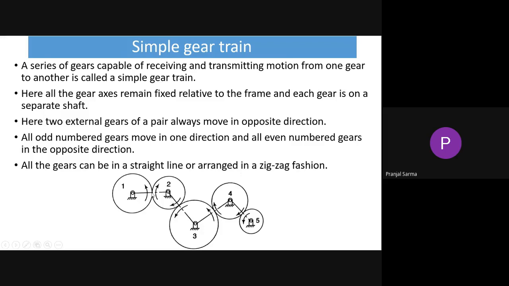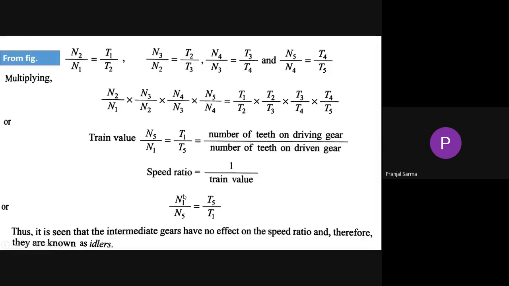The arrangement may be such that the gears lie on a straight line, just like in the first slide that we showed, where three gears were lying on the same straight line. Also, it can be in a zigzag fashion, just like in this particular case. Now, how can we analyze them and get the train value?